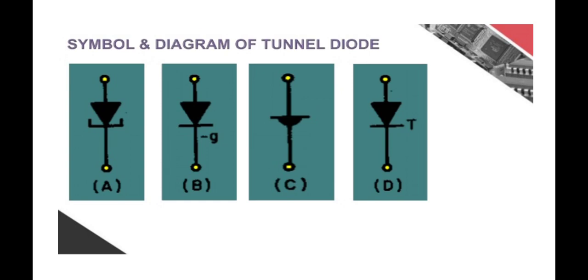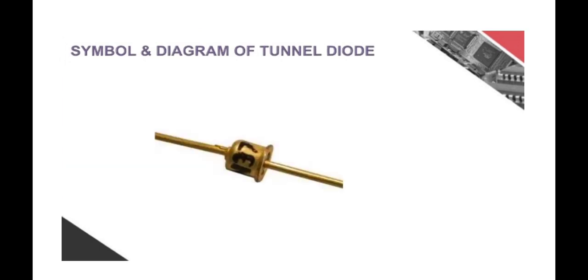These are the symbols of the tunnel diode in various forms. A is the tunnel diode symbol, B is the diagram. See here, these are the different symbols of the tunnel diode. This is the symbol and the diagram or outer look of the tunnel diode. This 173 is the number of that tunnel diode. It has anode and cathode terminals, the same as a normal diode.